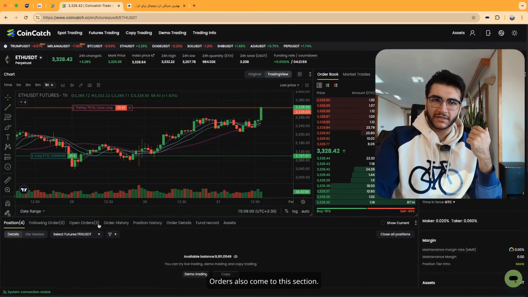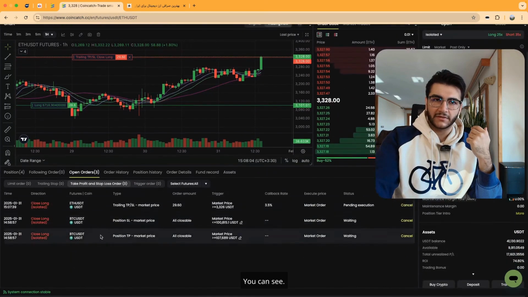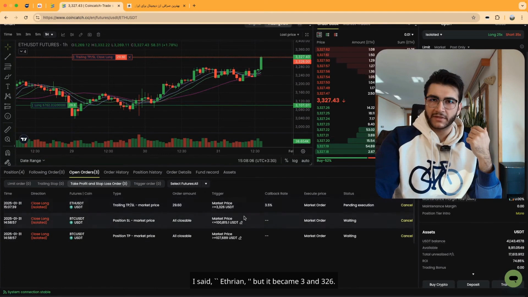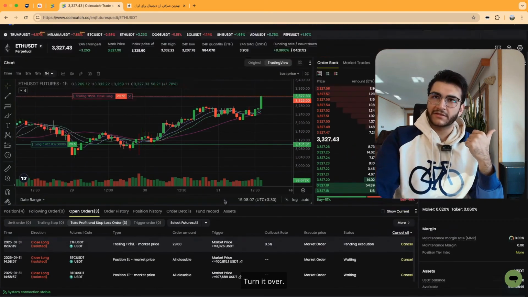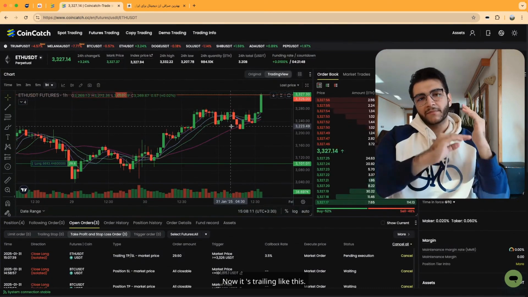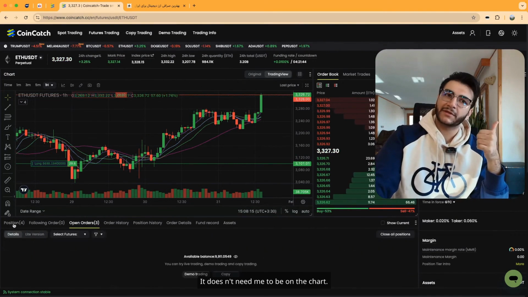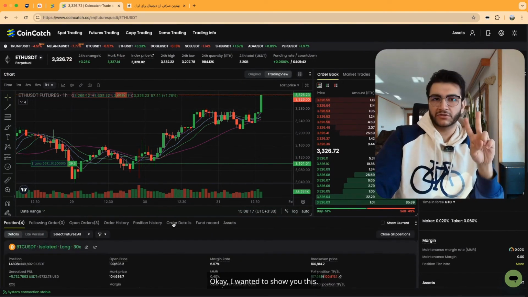Orders also come to this section. Orders come to the take profit stop loss section. You can see, I said 3,3, but it became 3,326. Then this became 3,327. Now it's trailing like this. It doesn't need me to be on the chart anymore. Okay, I wanted to show you this.